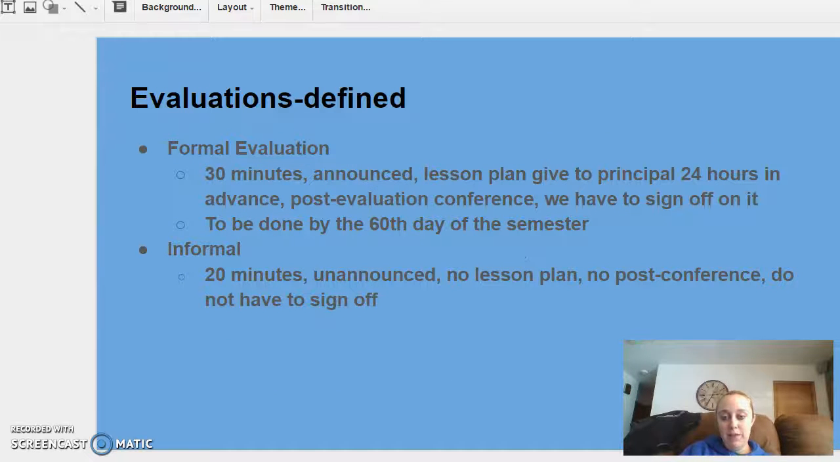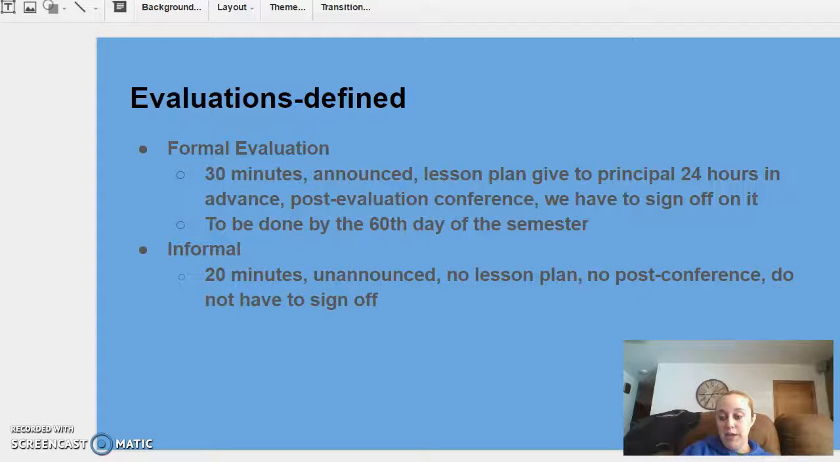To define the evaluations, our formal evaluations are 30 minutes long. They are announced, so you as a teacher can kind of choose when you want that to happen. You're given several options, or at least I've been given several options and several days' notice. The lesson plan is to be given to the principal 24 hours in advance.